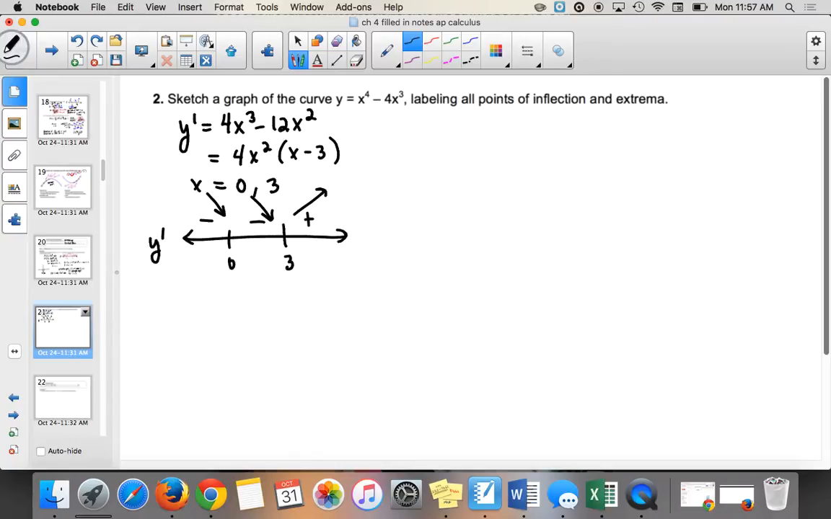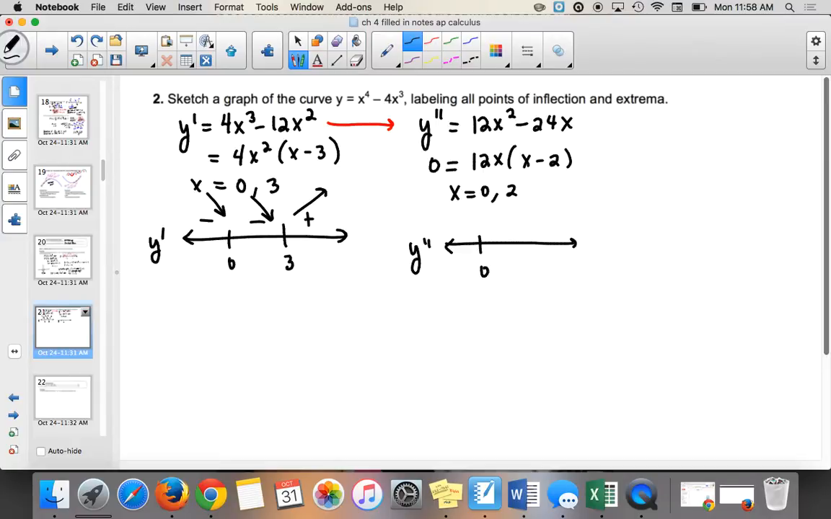Does it make sense based on our original? Yeah, it was x to the 4th, so my end behavior, both of them are pointing upwards, right, on the ends. All right, then I find y double prime, because this was only the first derivative. Now we're going to do the second. Yep, so we're going to do both. So the second derivative is going to be 12x squared, because I'm going from this first derivative right here, 12x squared minus 24x. I pull out the common factor, 12x. I have x minus 2 left. So when I set it equal to 0, I get 0 and 2.